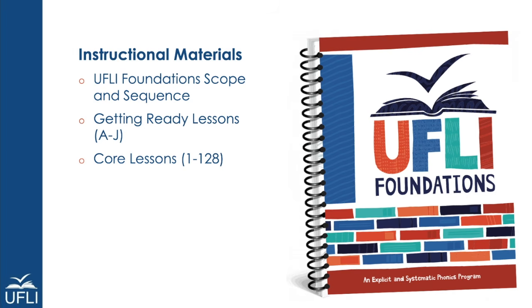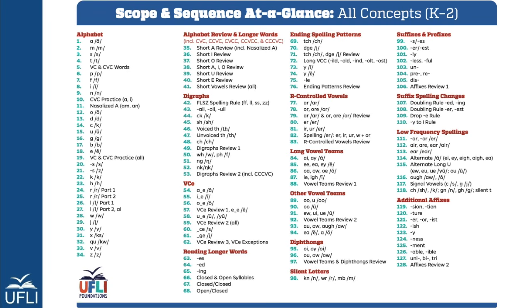The next section is the real meat of the manual. This is the instructional materials section. Here's a quick look at our scope and sequence. This is a continuous scope and sequence that covers concepts that should be learned across kindergarten, first, and second grade. The lessons can also be used for older students who are missing some of these skills.